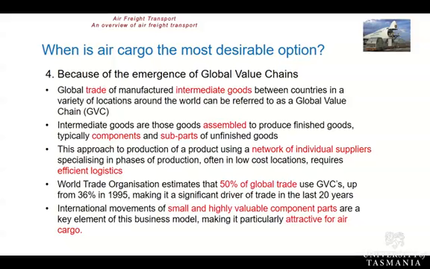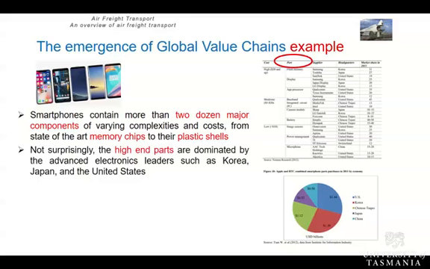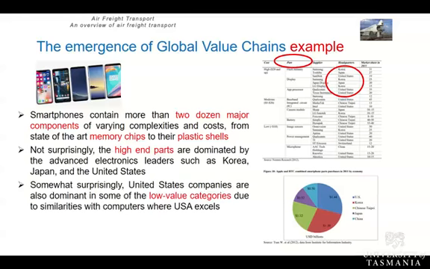So international movements of these types of goods are going to be matched quite well with the idea of movement by air cargo. An example of a product that has a global value chain is smartphones. Various elements of smartphones are made from all parts of the globe. There's 24 major components with various complexities. So you've got high complexity, medium complexity and low complexity. It can be as limited as a plastic shell, or it could be a memory chip. So as you have a look here, it's not surprising that most of the high-end parts are dominated by Korea, Japan and the United States that you can see up there. Although interestingly down here you also see the United States there.